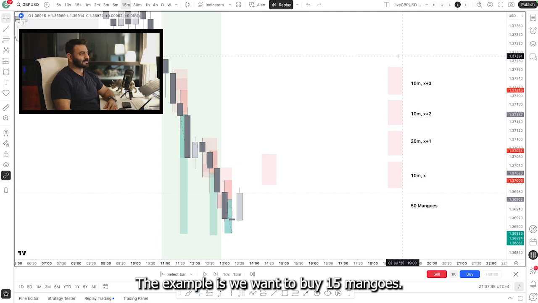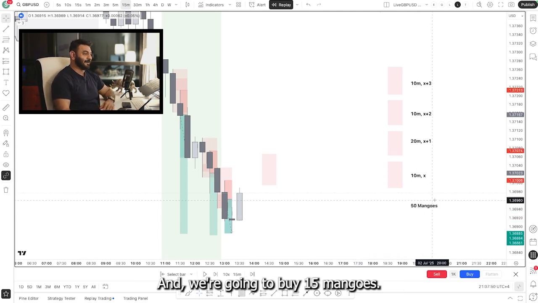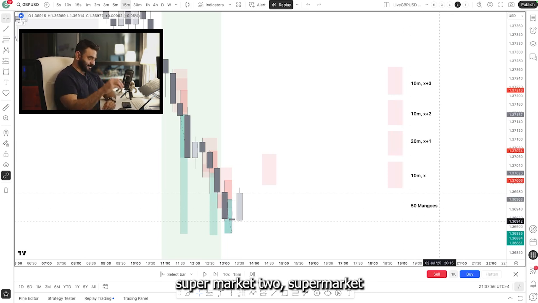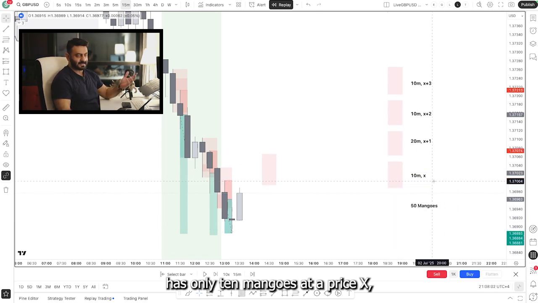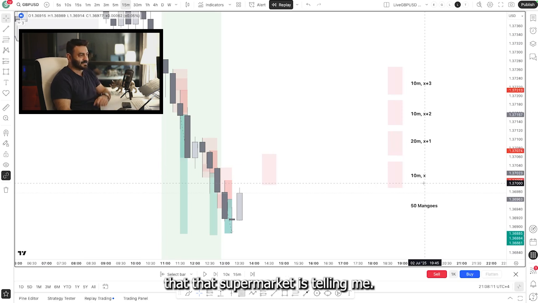The example is we want to buy 50 mangoes, right? I love mangoes, I'm sorry. So if I were to go to the market, let's say we go to supermarket 1, supermarket 2, supermarket 3, and supermarket 4. The first supermarket has only 10 mangoes at a price X, for example. I need 50 mangoes, but they only have 10. So I say, give me everything at the price level that that supermarket is telling me.